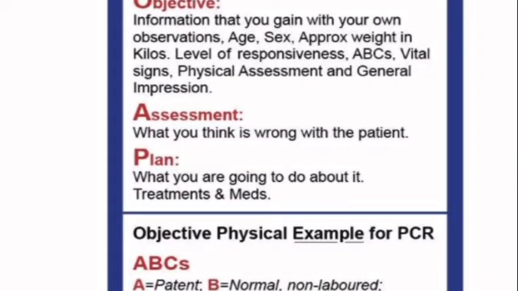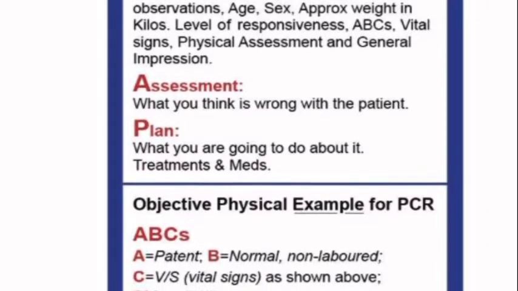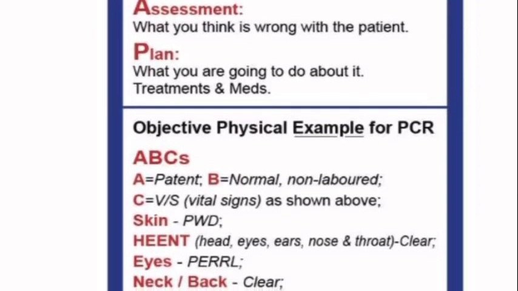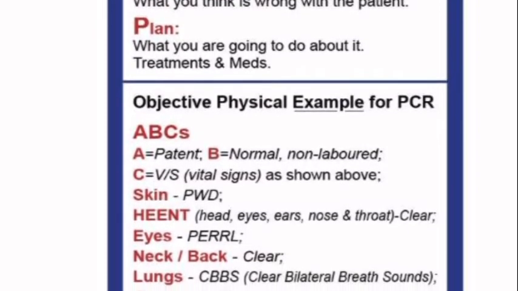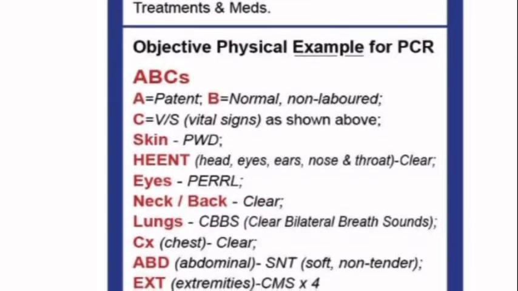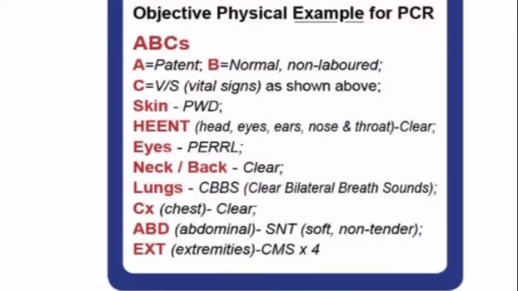Objective information is information that you gain on your own through observations, such as age, sex, approximate weight, level of responsiveness, and your impression. An assessment is what you may think is wrong with the patient. P involves the plan. It is what the physician intends to do about the problem, such as treatments and or medications.